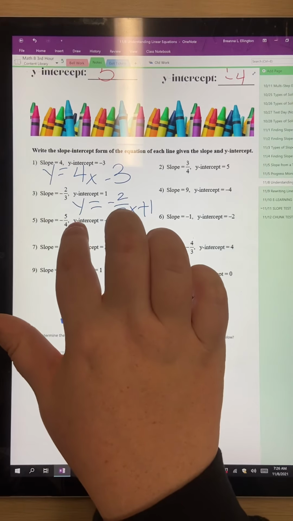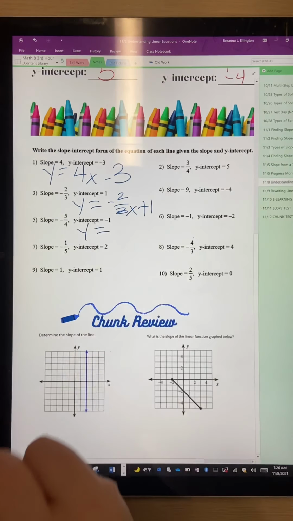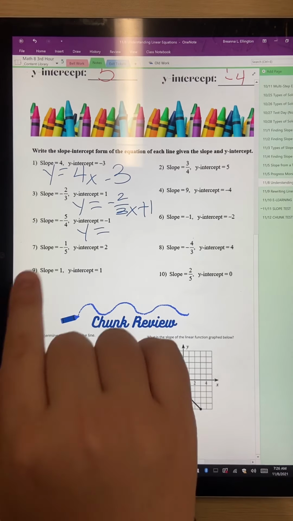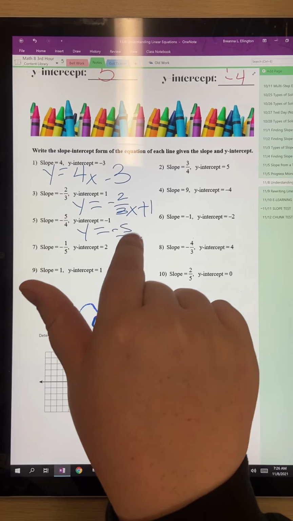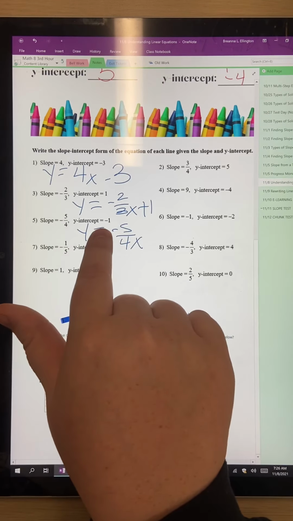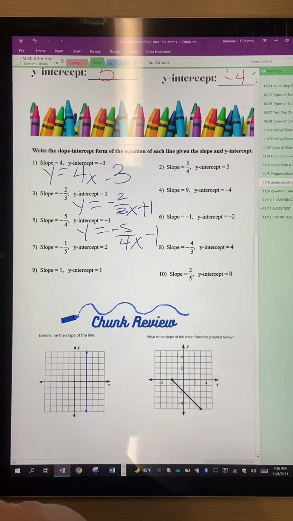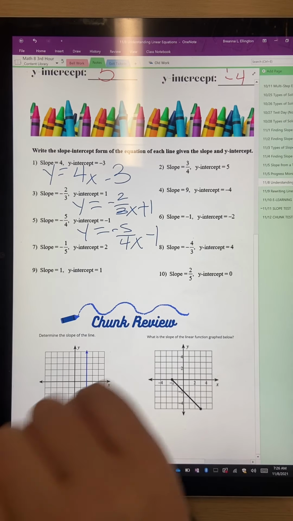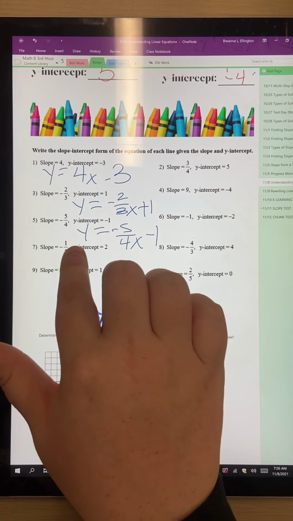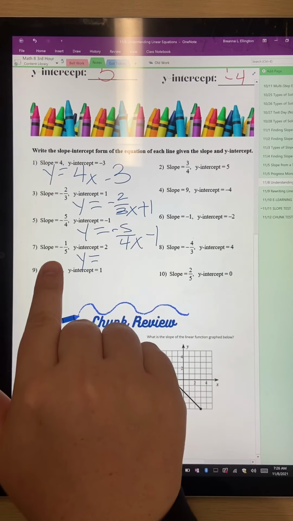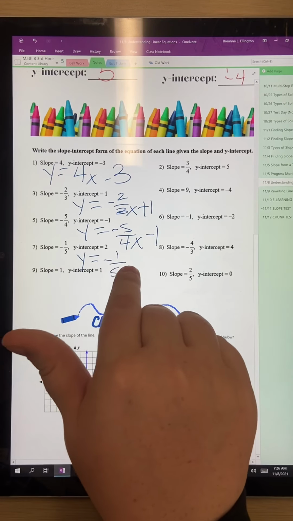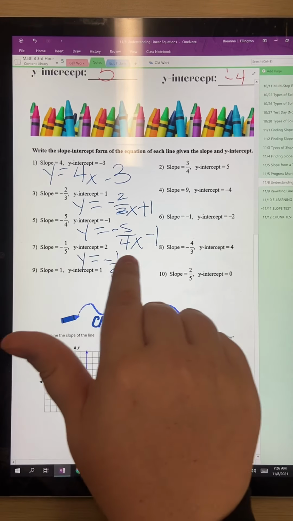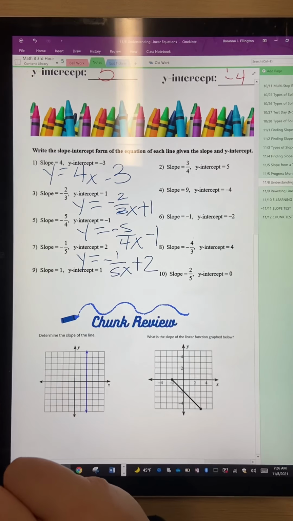Okay? So the next one, y equals. You have to put y equals every single time. The slope is negative 5 over 4, so you're going to put negative 5 over 4x. And then the y-intercept is negative 1, so you're just going to put minus 1. That's a linear equation, guys. That's all we're doing. The next one, you put y equals. Your slope is negative 1 over 5, so you're going to put negative 1 over 5x. And then your y-intercept is 2, so you're going to put plus 2.